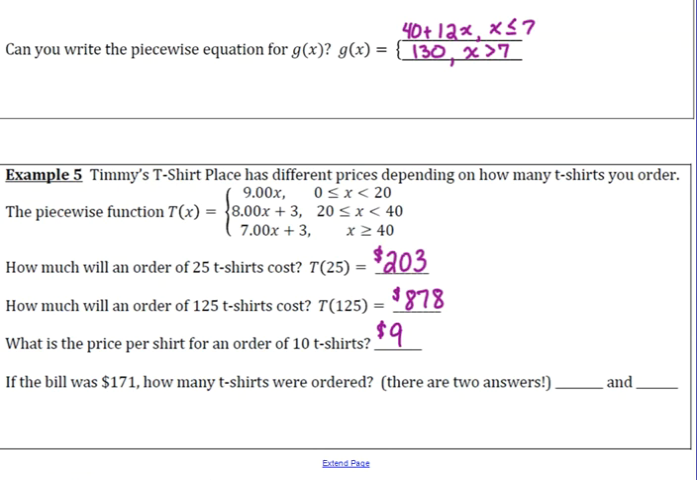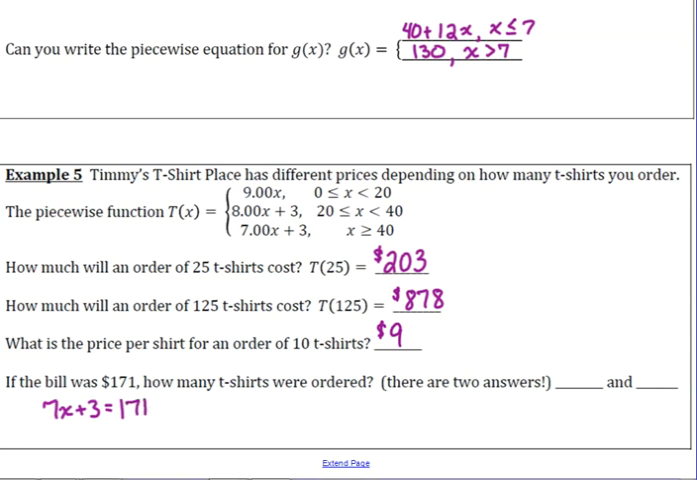Okay, if the bill was $171, how many t-shirts were ordered? And apparently there are two possible answers. So how would we approach this? If we know that the bill's $171, we've got to figure out how many t-shirts. What do we need to do? Okay. Use the last function and set it equal. Okay, set it equal to 171. So let's try that out. Let's do 7x plus 3 is equal to 171.